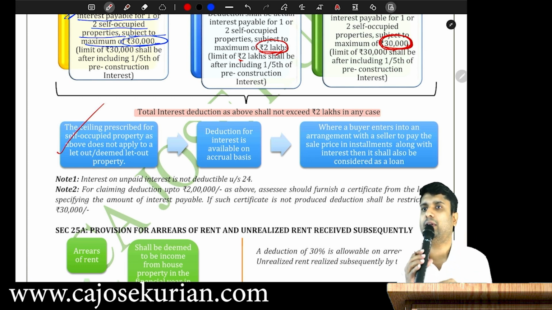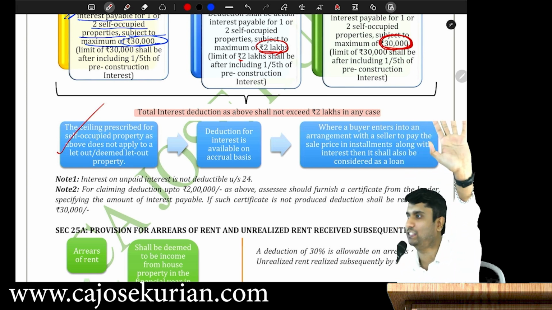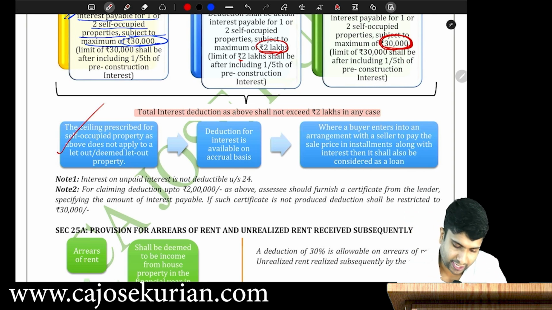So for let out and deemed let out property, the ceiling limit is not applicable. Then deduction for interest is available on accrual basis. It is not like municipal taxes. If it is payable also, you can claim the deduction.